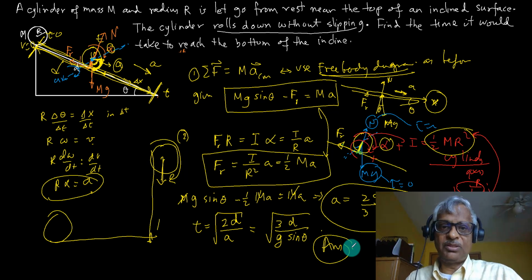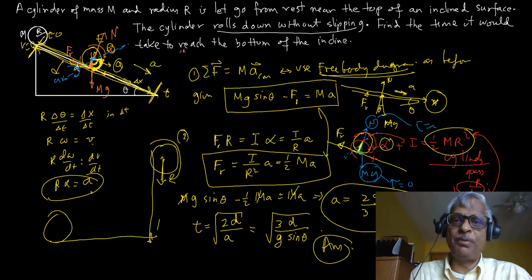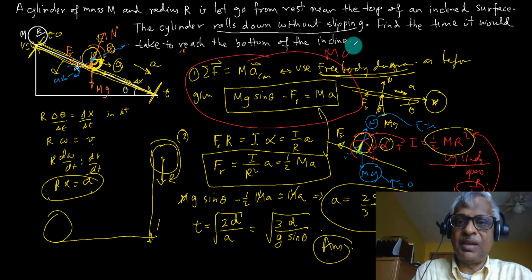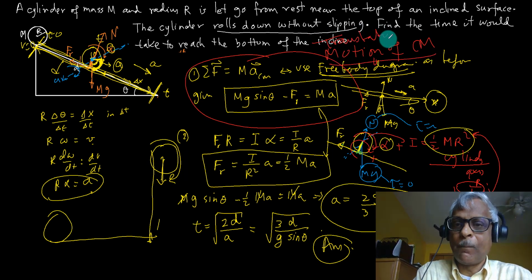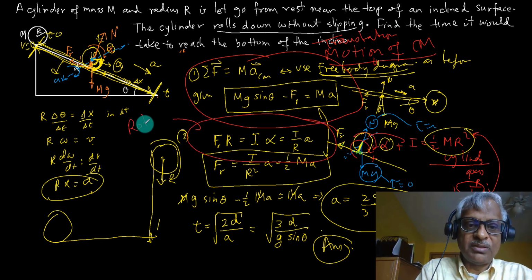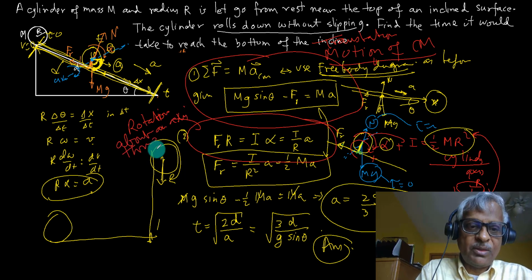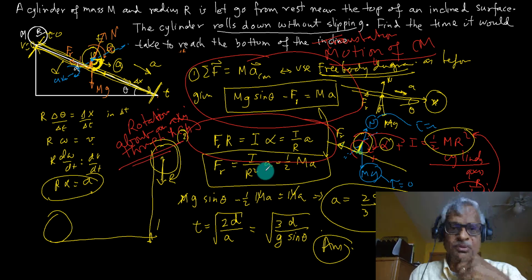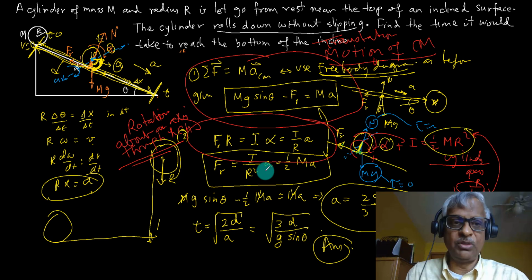This is an important problem because you can see we made use of this separation. So this is the motion of the CM, the translation motion of the center of mass, and this is rotation about an axis through the CM. This will be the theme for a lot of problems that have to do with rolling.